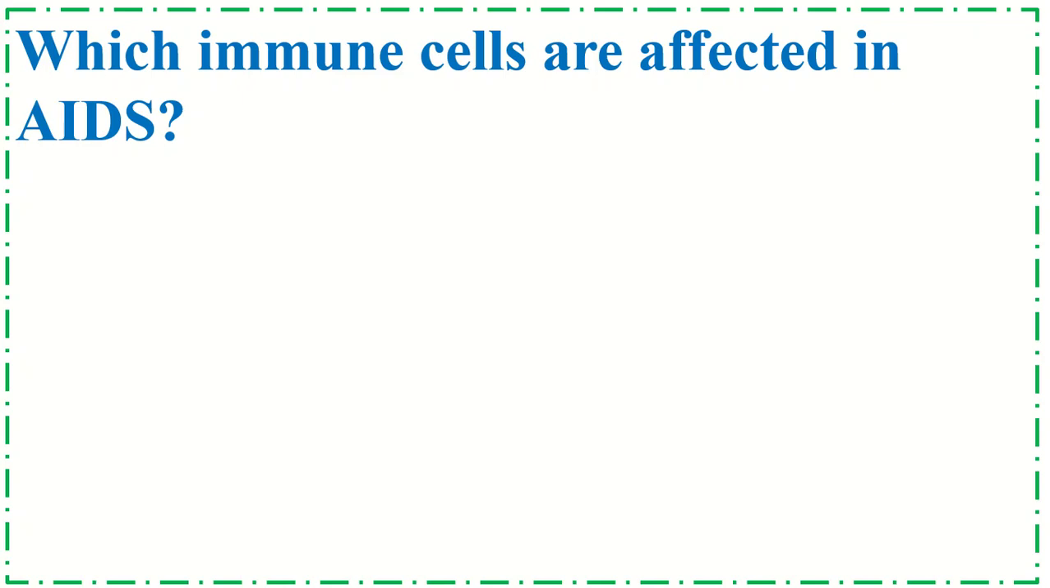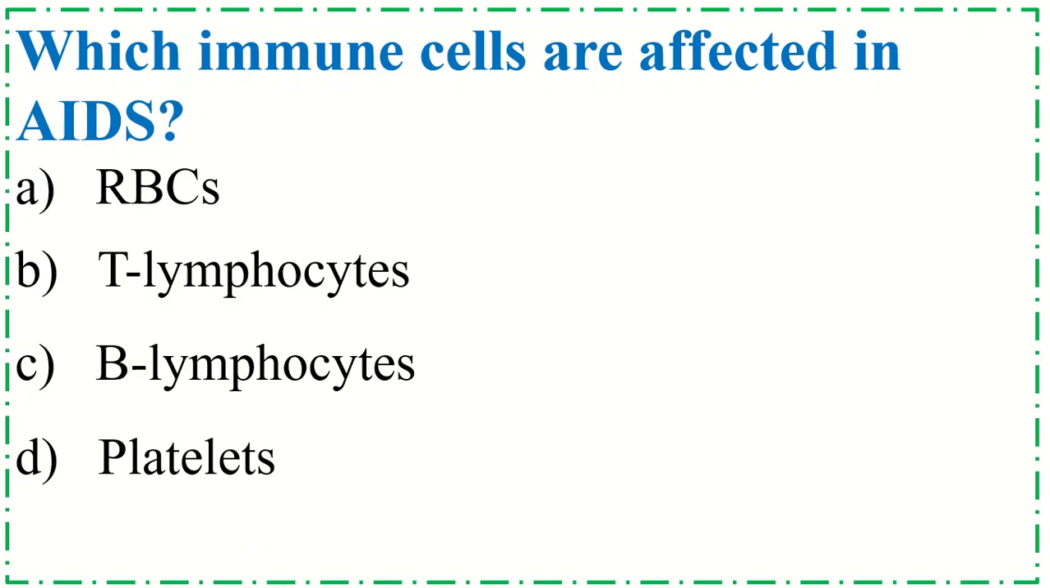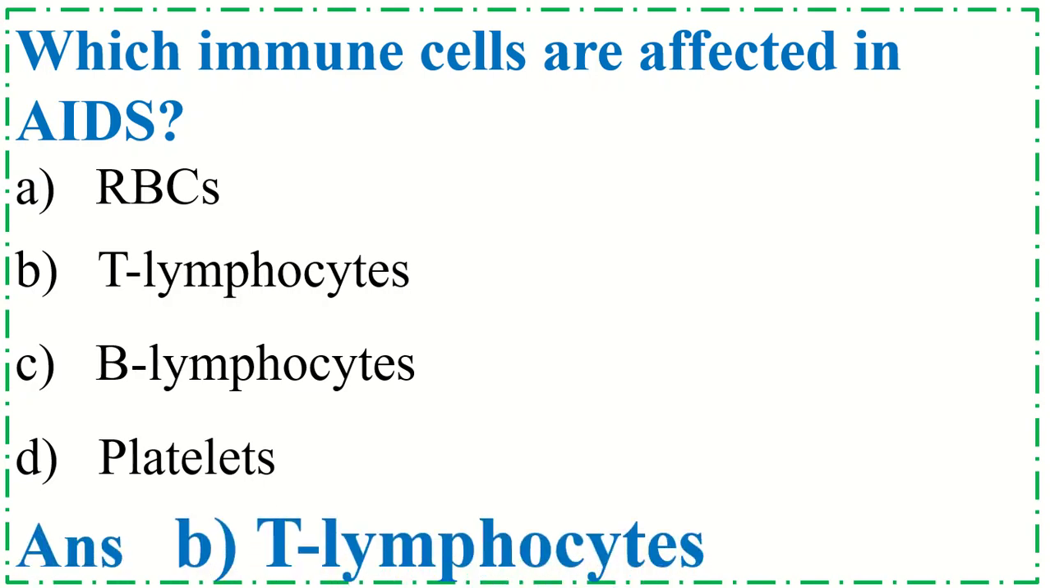Which immune cells are affected in AIDS? Option A, RBCs. B, T lymphocytes. C, B lymphocytes. D, platelets. The correct option is B, T lymphocytes.